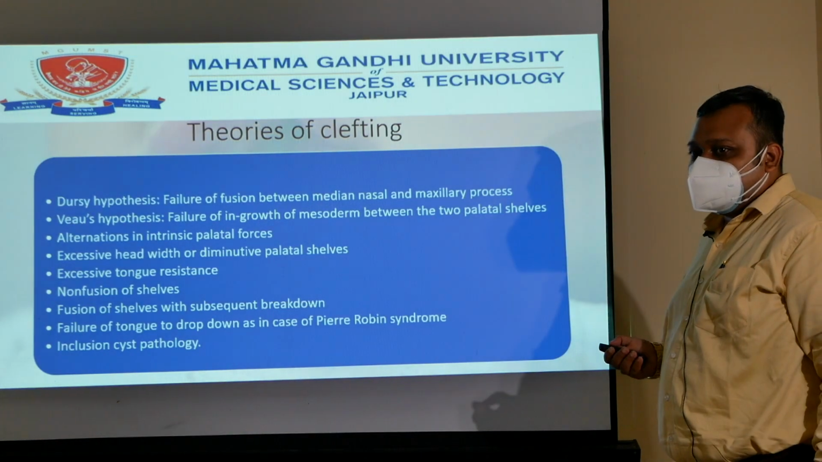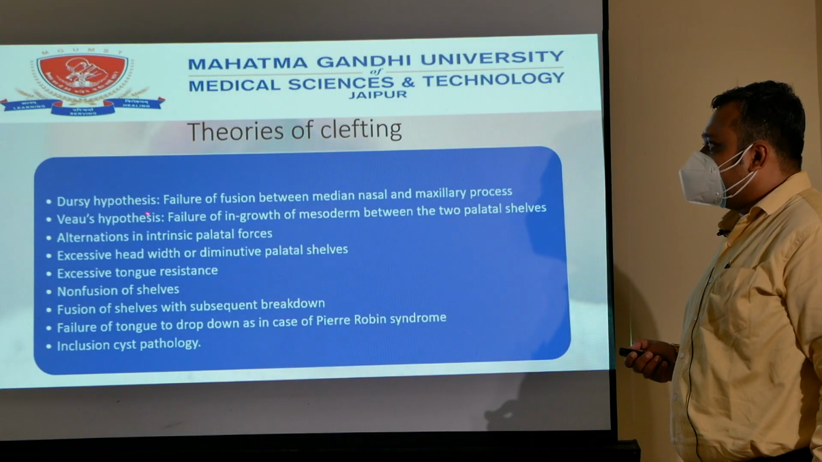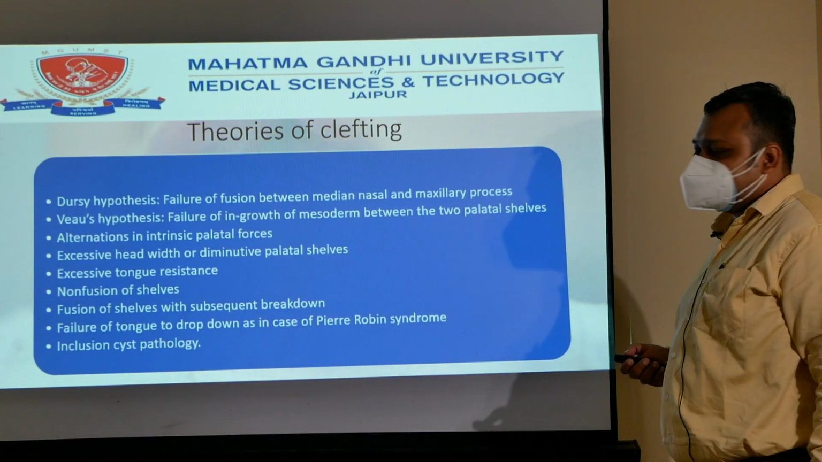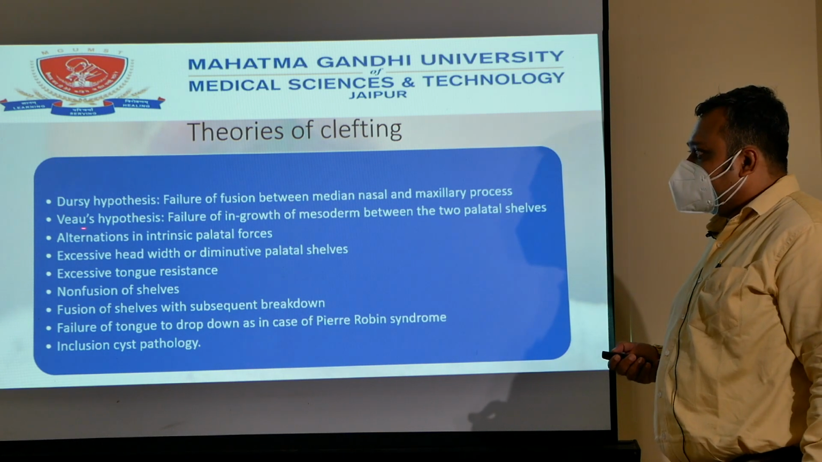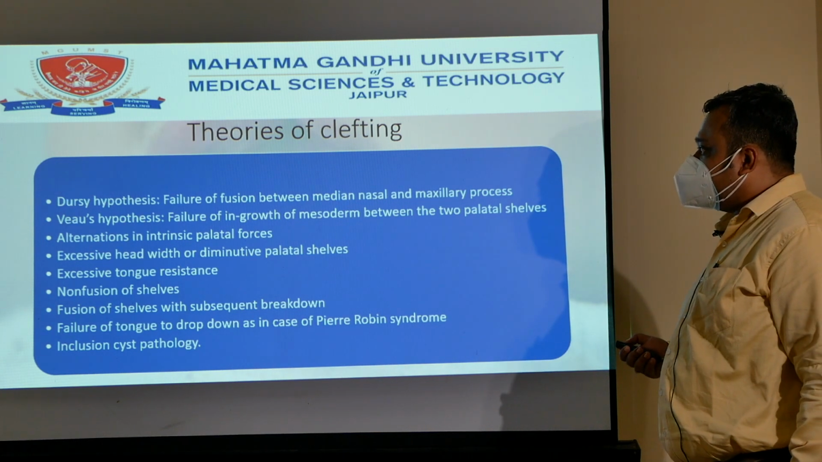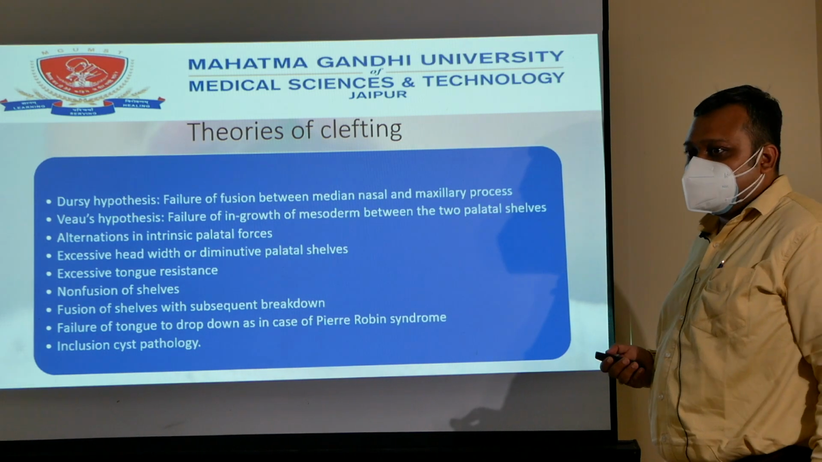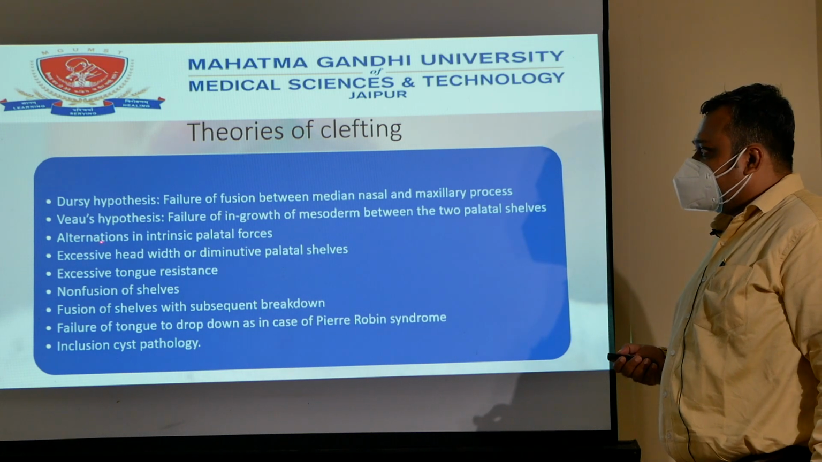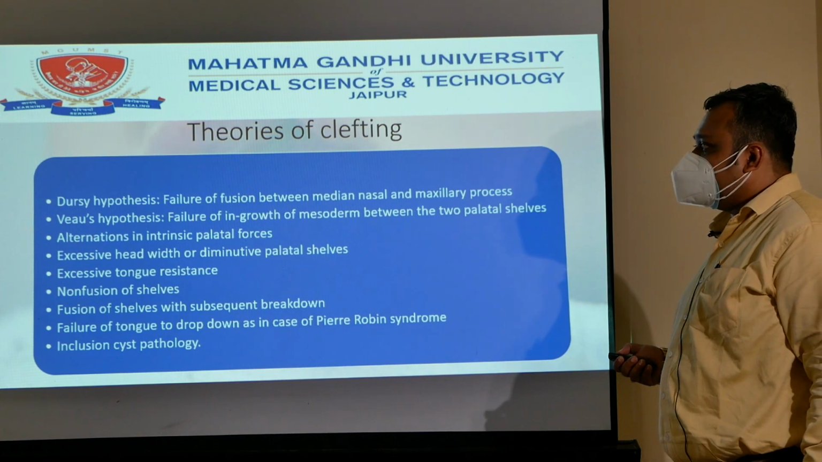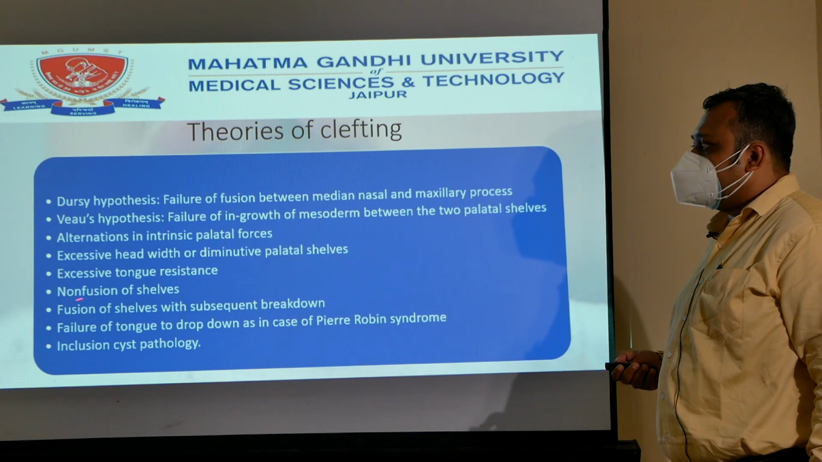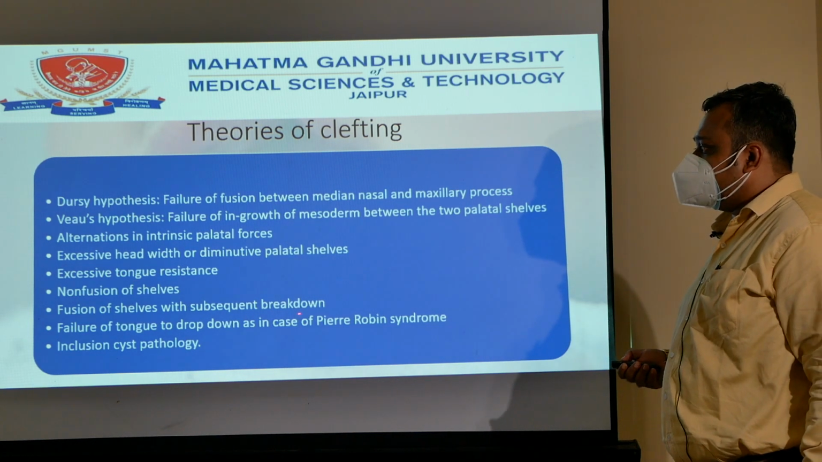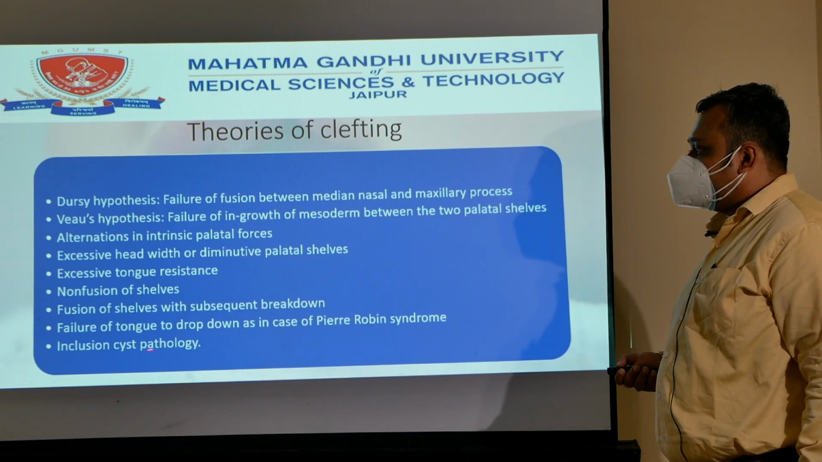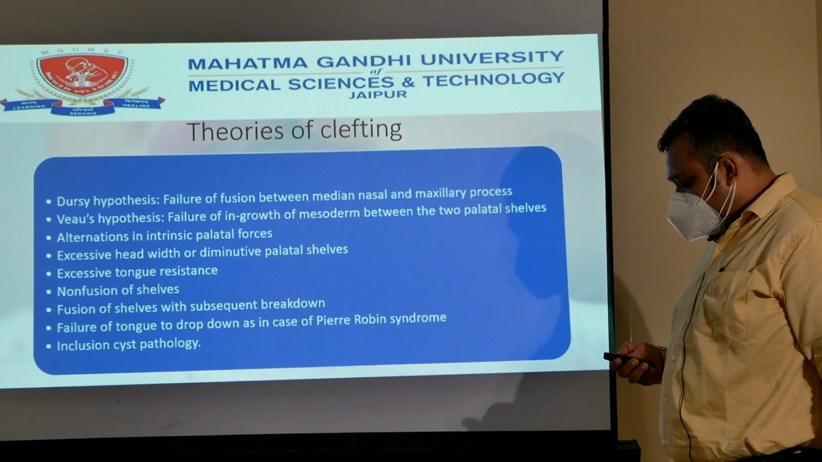Now, certain theories are there about the cleft. One is the Dursy hypothesis, which states that failure of fusion between the median nasal and maxillary process is the reason for cleft lip and palate. According to another view, failure of growth of mesoderm between the two palatal shelves leads to cleft palate. Alteration in intrinsic palatal forces, excessive head width or diminutive palatal shelves, excessive tongue resistance, non-fusion of shelves, fusion of shelves with subsequent breakdown, failure of the tongue to drop down in case of Pierre Robin syndrome, and inclusion cyst pathology are some of the common reasons for cleft palate.